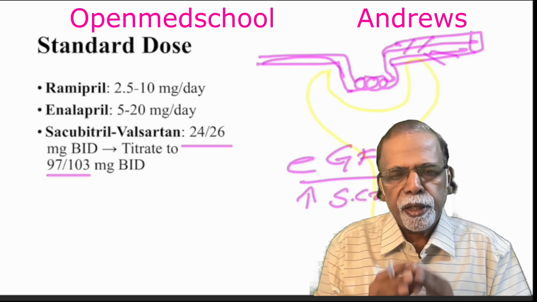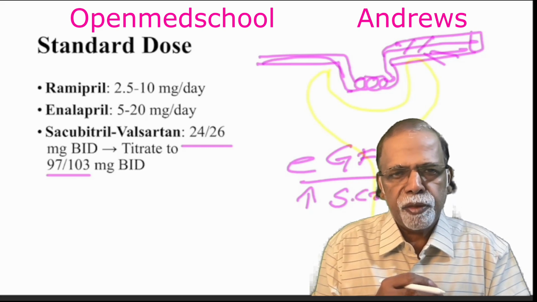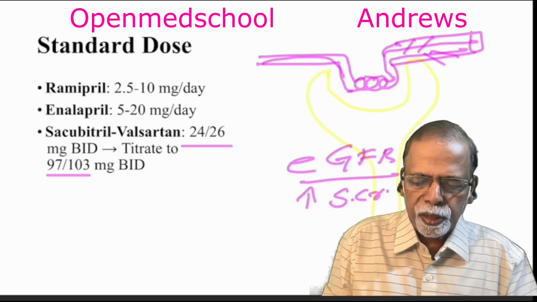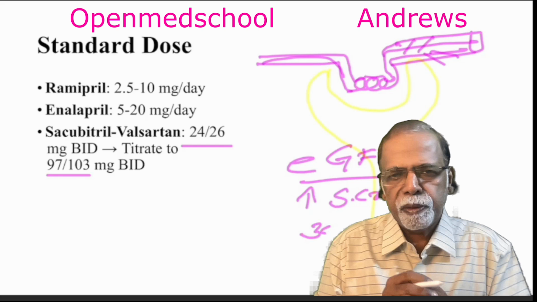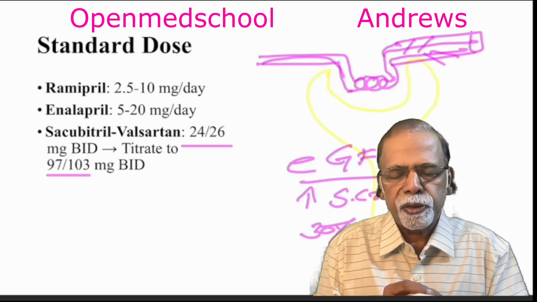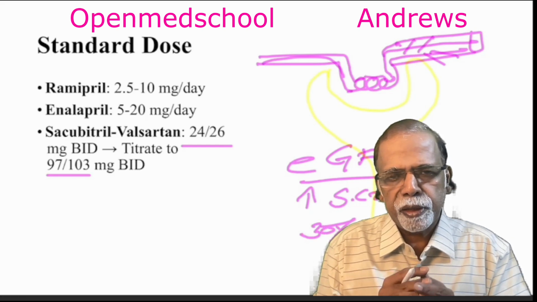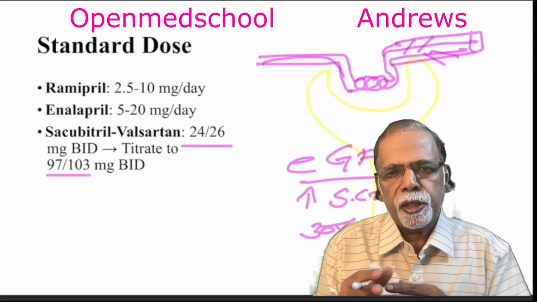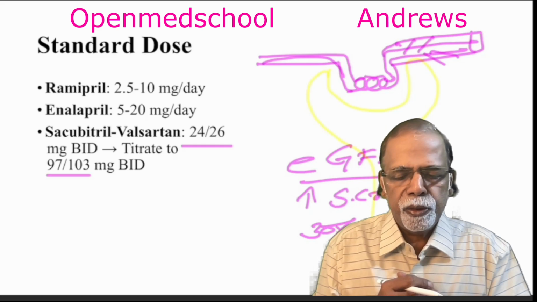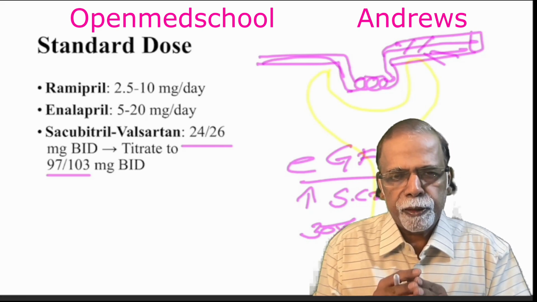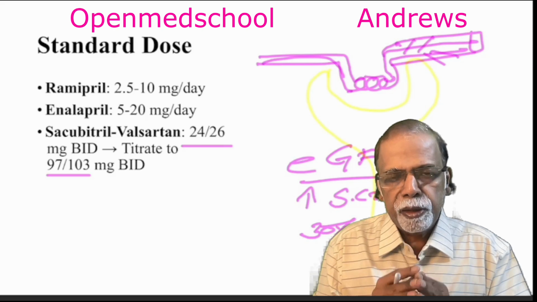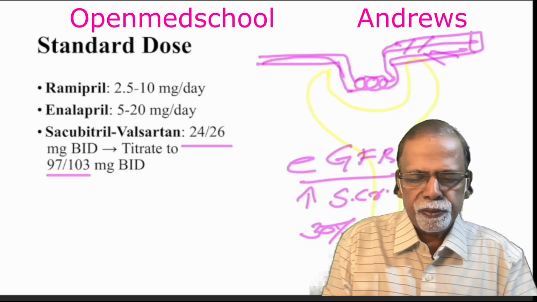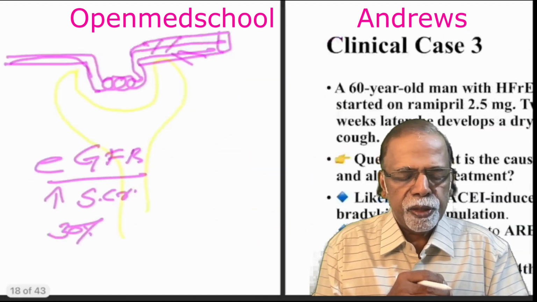So when you start an ACE inhibitor or ARB, you have to check the serum creatinine after 1 week. Up to 30% rise, a 25 to 30% rise, is tolerable. More than that, you should discontinue. So if the serum creatinine increases from 1 to 1.3, more than that, you should discontinue the ACE inhibitor. So you should be checking the serum potassium and creatinine when you start the ACE blockers. Now go to the next case.